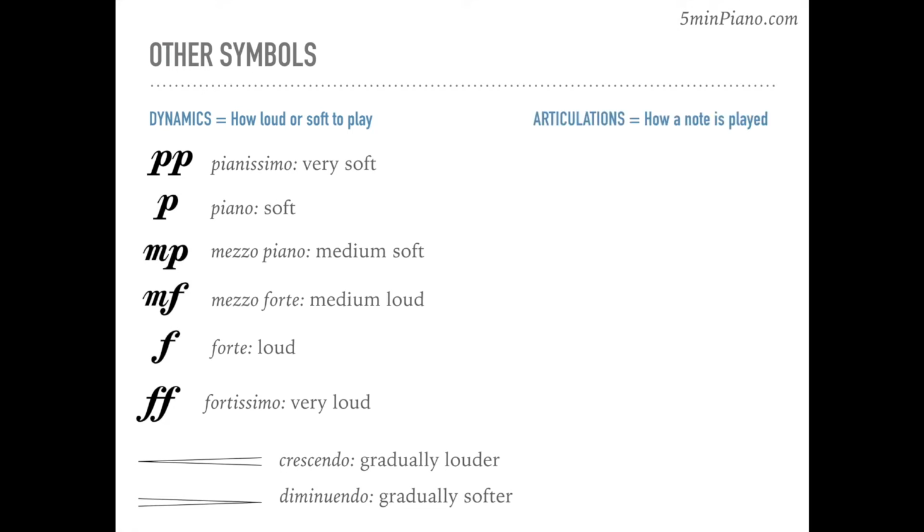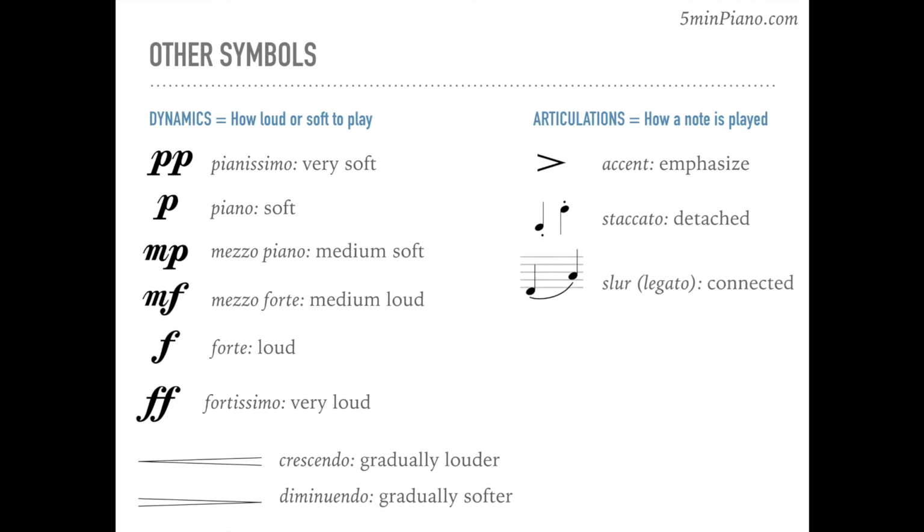And articulations tell you how a note is to be played. An accent tells you to emphasize that note. Staccatos are detached. Slurs tell you to play legato or connected. Tenuto, hold the note for its full length, and a fermata, hold longer than the value of the note.